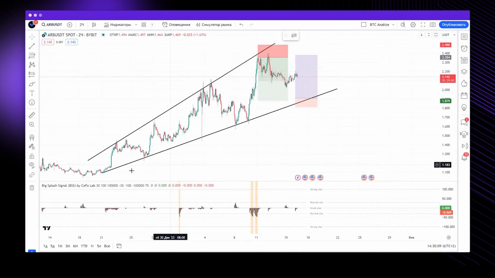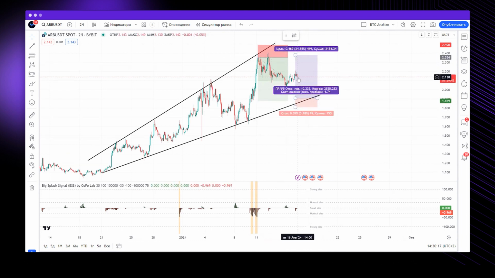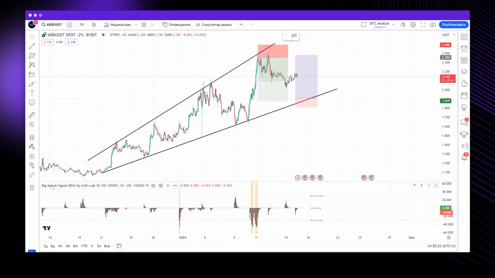We observe that the pattern is currently moving in an expanding wedge. Moreover, we observe that sales are currently active, in accordance with the Big Splash signal tool. Here were more serious sales, after which there was a correction. From a trader's perspective, from a risk assessment perspective, it is certainly not interesting to work from a long position now, because positions are opened from the lower boundaries of the pattern. Thus, you can use CoFo Scout using the example of the Arbitrum asset for your DeFi trading.